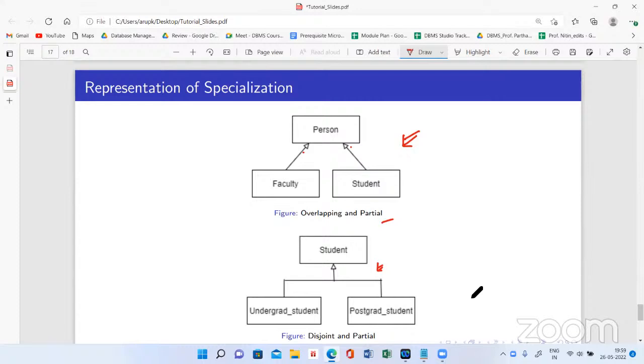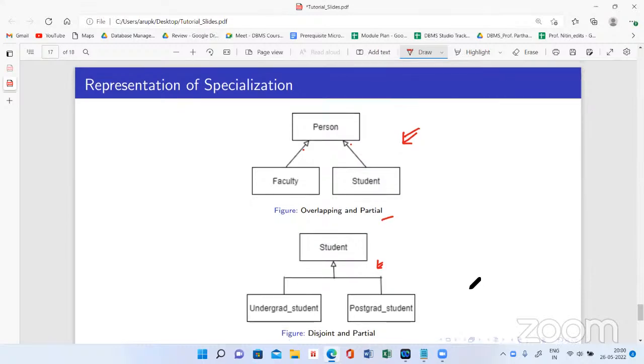In the second example also, a student can be an undergraduate student or postgraduate student, but they cannot be both. But there could be a student who is a school student, who does not belong to these two categories, right? So these are called partial participation. There could be a student who is just a student, neither an undergraduate nor a postgraduate student. A person, just a person, neither a faculty nor a student. If the scenario is something like that, we say it's partial.